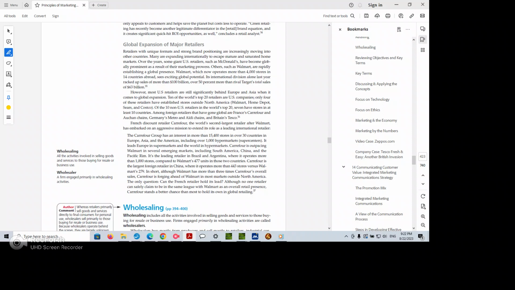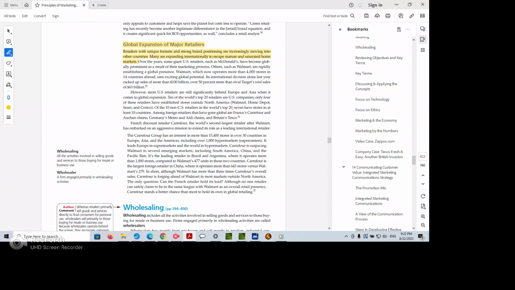Now, in terms of the global expansion of major retailers, retailers with unique formats and strong brand positioning are increasingly moving into other countries. That is, many are expanding internationally to escape mature and saturated home markets. So that's the reason.